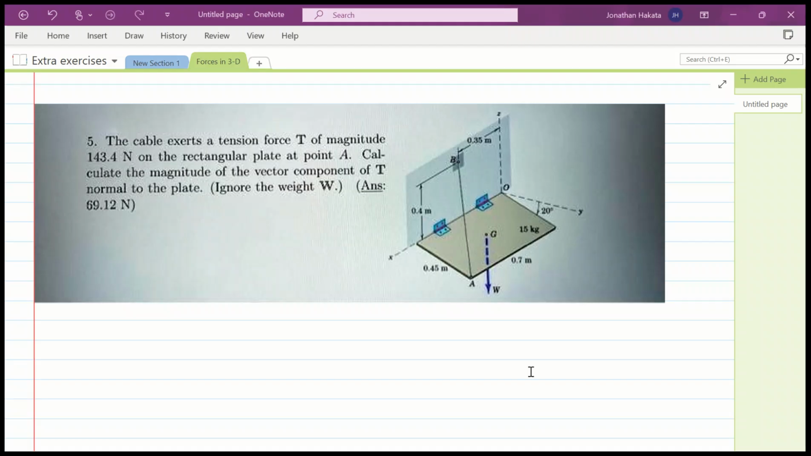One of my students asked for help with this question, question number 5. It reads: the cable exerts a tension force T of magnitude 143.4 newtons on the rectangular plate at point A. Calculate the magnitude of the vector component of T normal to the plate. Ignore the weight, and the answer was given to be 69.12 newtons.